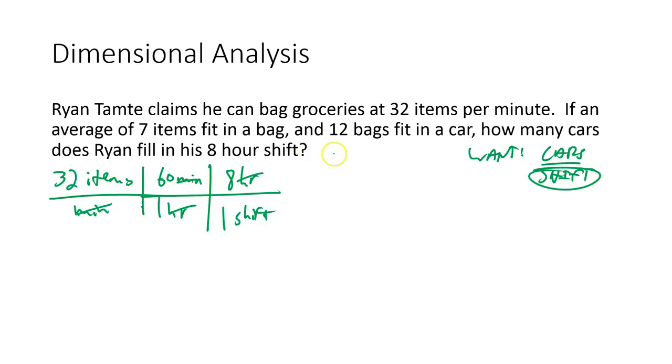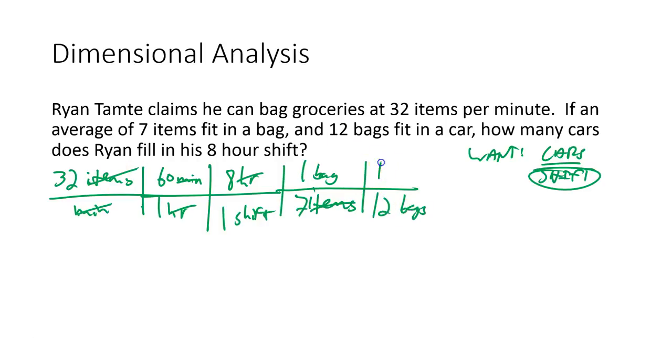Now we got to get items into cars. So 32 items, and we have 7 items in one bag. So items cancels. And then 12 bags in one car. Bags are gone. So now we have cars per shift.